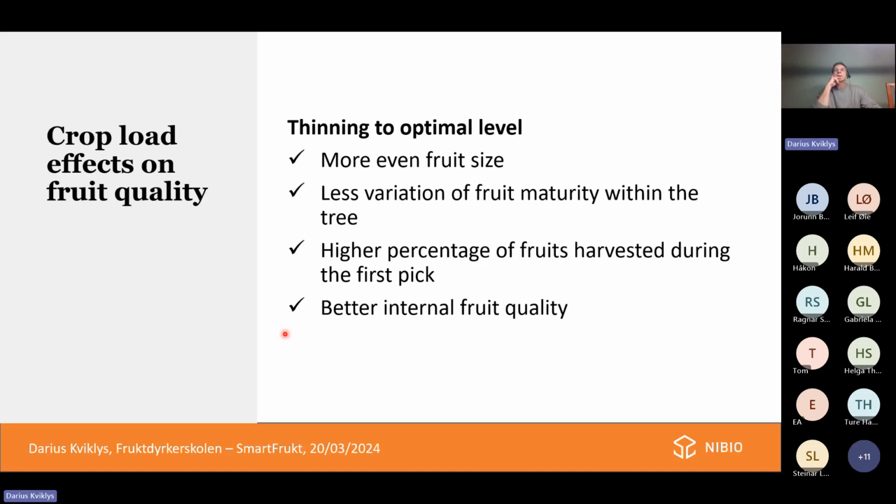As I said, there are two factors, not only thinning time, but also crop load affects fruit quality. If we thin to optimal level, if we leave fruits that the tree can support, we usually get more even fruit size. We notice that we have less variation of fruit maturity within the tree, we have a higher percentage of fruits harvested during the first peak, and we have better fruit quality.